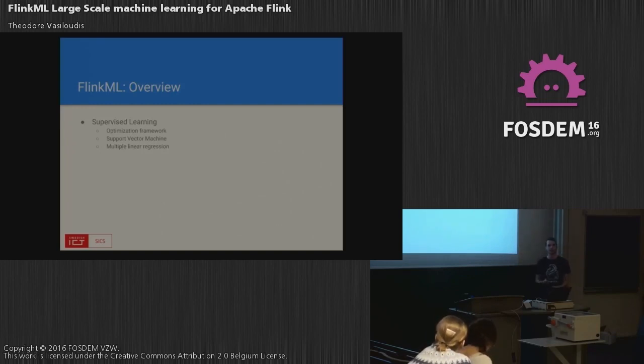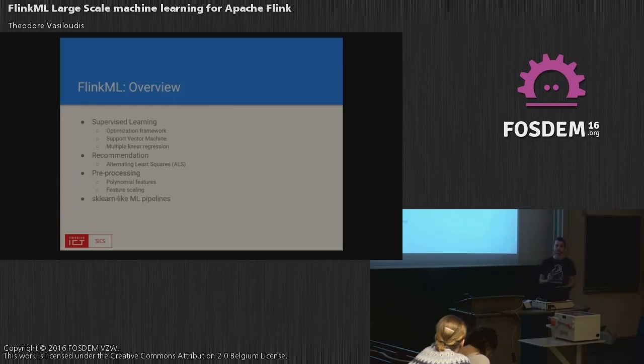Starting with supervised learning, we provide a generalized convex optimization framework. It currently has an implementation of stochastic gradient descent that you can use for any learning task. We provide support vector machines and multiple linear regression as well. We also have a highly scalable ALS implementation that scales to data sizes that companies of the size of Spotify might have, and a growing set of common pre-processing algorithms for machine learning tasks.